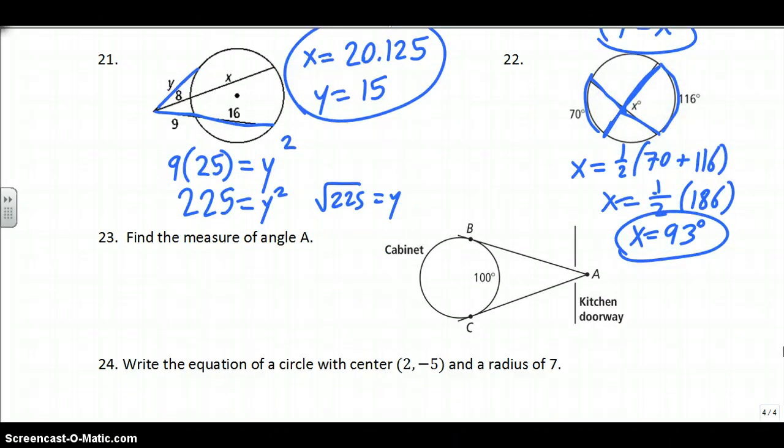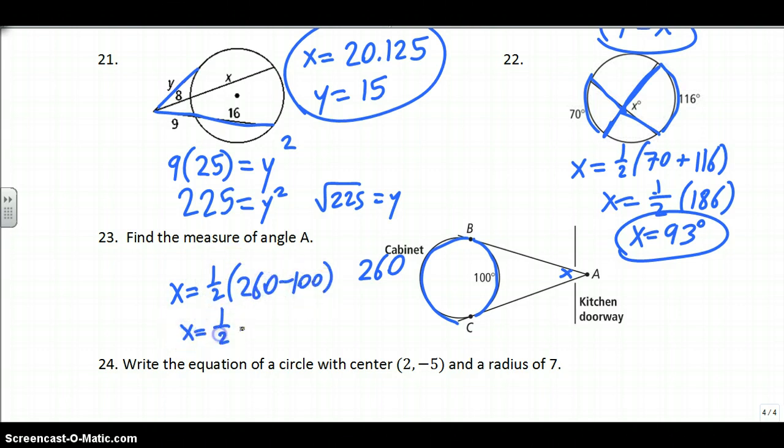23, this is probably one of the trickier ones. If this arc is 100, then wouldn't this arc have to be 360 minus 100, which is actually 260. Now, what did I tell you about the angles? If this angle, we'll call it x, is outside the circle, then you subtract these two arcs and take half of them. So x equals 1/2 (260 minus 100). So x equals 1/2 of 160, which means x equals 80 degrees.